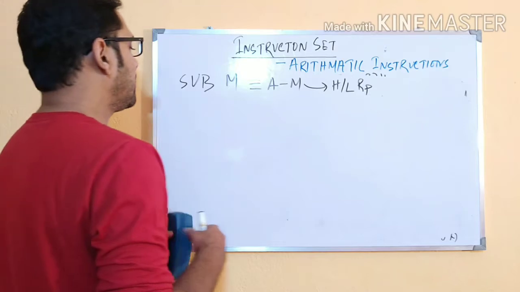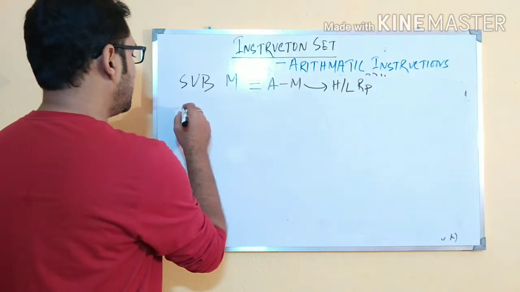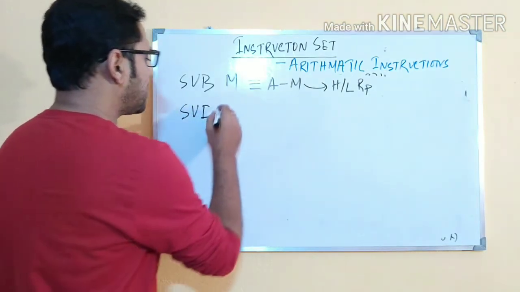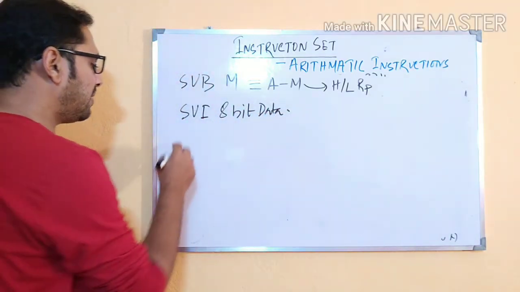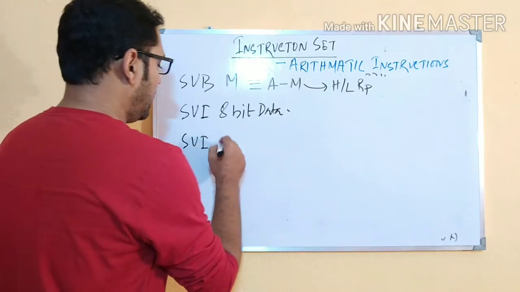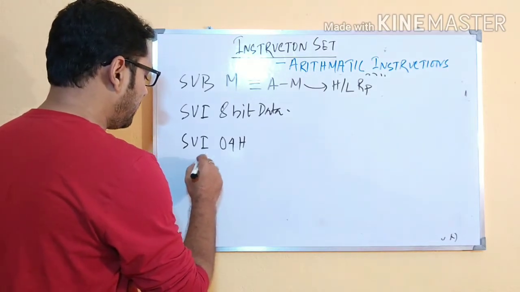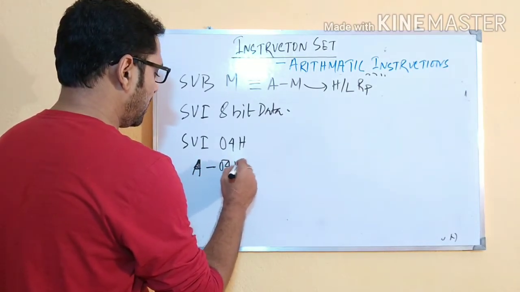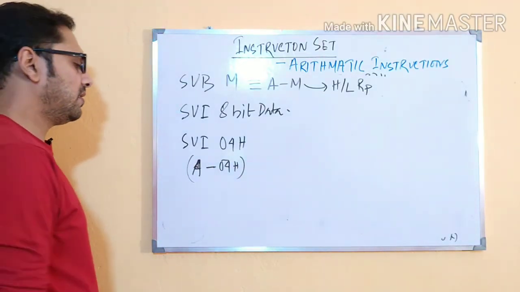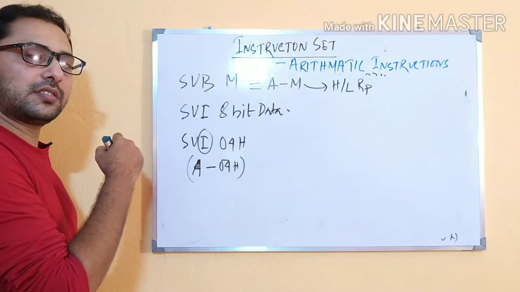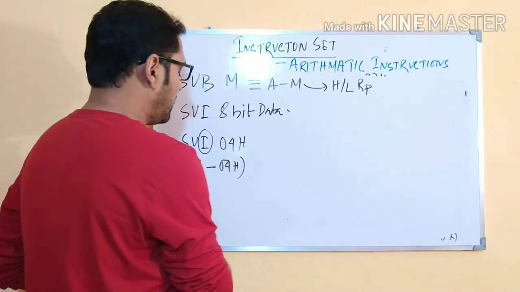Now the next one is subtraction with immediate data, that is SUI space 8-bit data. Take an example, SUI 04 hex. That means what I want to perform? I want to perform this one, content of accumulator minus 04 hex, and the result will be available in accumulator. Clear? I stands for immediate data. Hopefully this is known to us. So that's all about subtraction and addition.